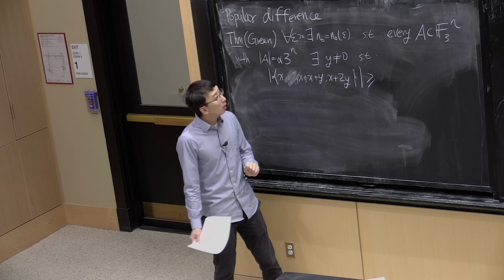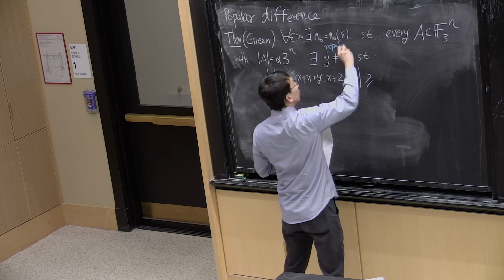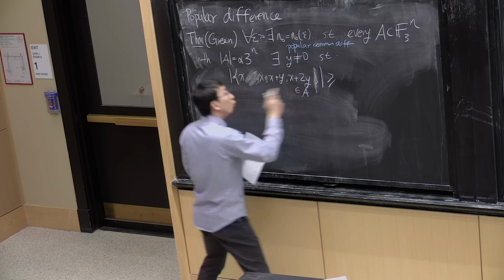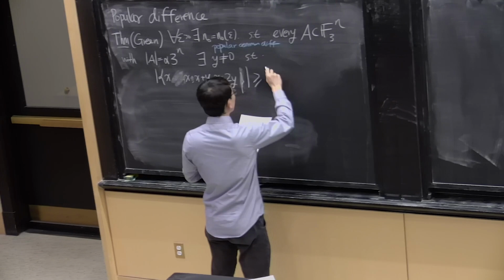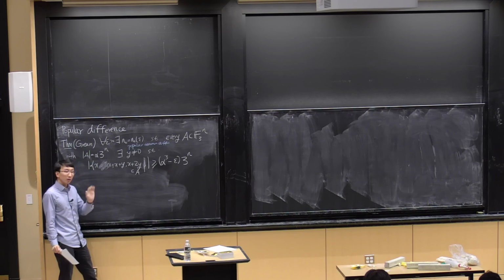But what Green's theorem says is that there exists some popular common difference, such that the number of 3APs in A with this common difference is at least as much as what you should expect in a random setting, up to a minus epsilon. Okay, so this is a theorem.